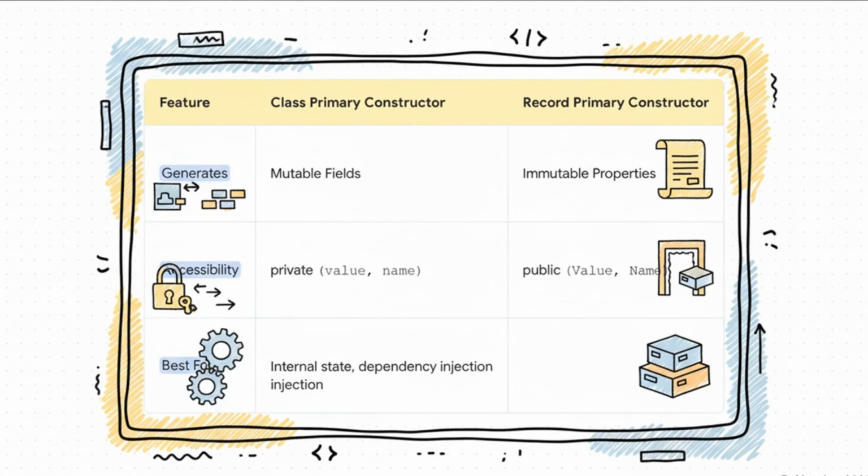And the answer is a huge, emphatic no. They are not the same. This table lays it all out perfectly. For a class, the primary constructor creates private, changeable fields. This is perfect for internal state or especially for dependency injection where you're just passing in services for the class to use internally. But for a record, it creates public, immutable properties. This is what you want for simple data carriers like DTOs where the data isn't supposed to change. This is the whole ball game right here.